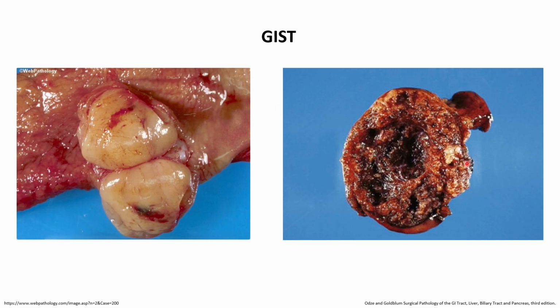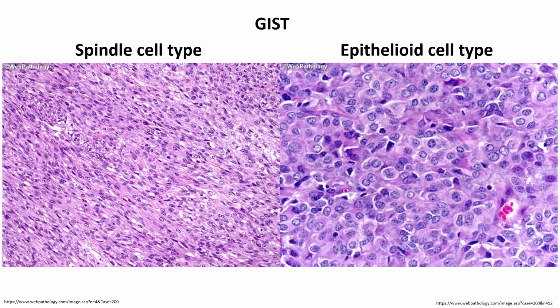In this picture on the right, we can see another example of a GIST where it's a large tumor and it is hemorrhagic. So GISTs can have a variety of gross appearances. This slide illustrates the variety of microscopic appearances of GISTs. In the picture on the left, we can see that the tumor is composed of spindle cells.